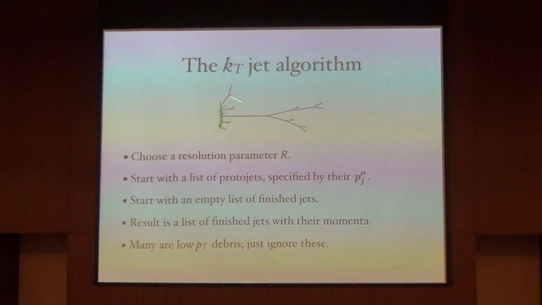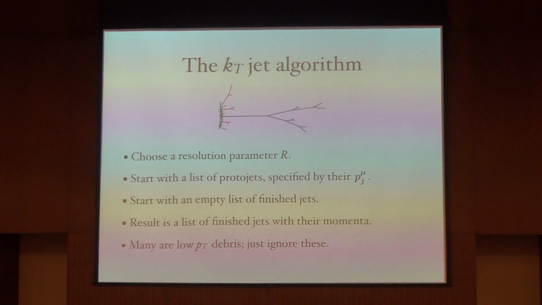So I drew a little picture here. A protojet is, if you think of this thing as a tree, the protojets are the final branches or leaves on the tree. So this one is one of them, that one's another one, that one's another one, that one's another one. And over here I got some red ones, this one and that one. Those are all the protojets I start with.